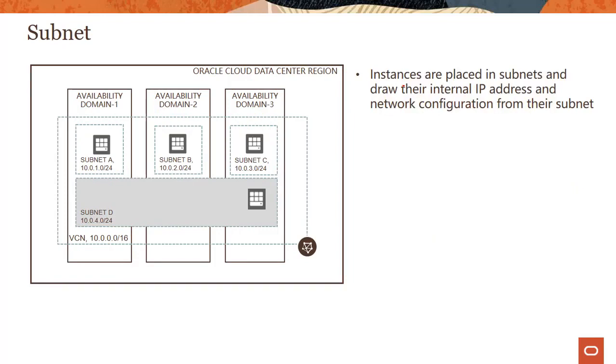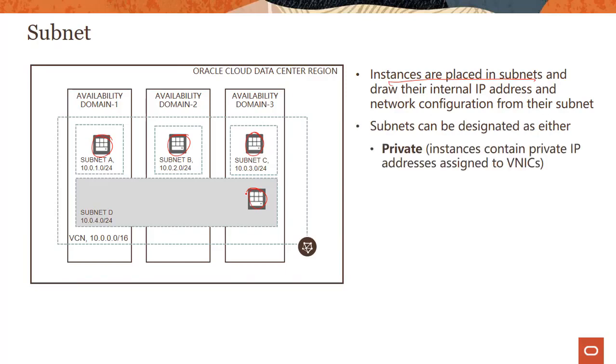Instances are placed in subnets. So you can see an instance here, you can see an instance here, you can see an instance here, you can see an instance here, right? And the instances draw their internal IP address and the network configuration from the subnet where they belong.